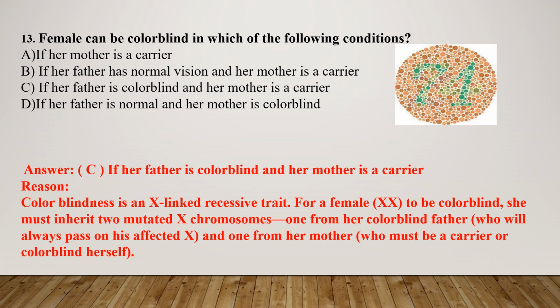Color blindness is an X-linked recessive trait. We know that for a female, XX, to be colorblind, she must inherit two mutated X chromosomes: one from her colorblind father, who will always pass his affected X, and one from her mother, who must be a carrier of the colorblind gene herself.